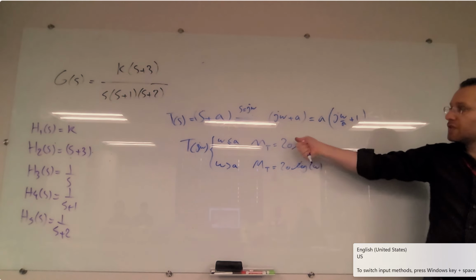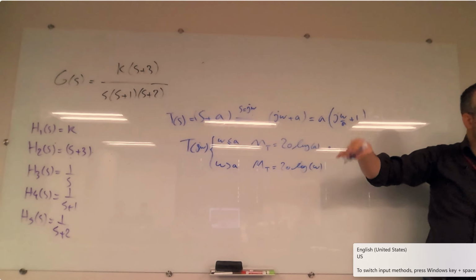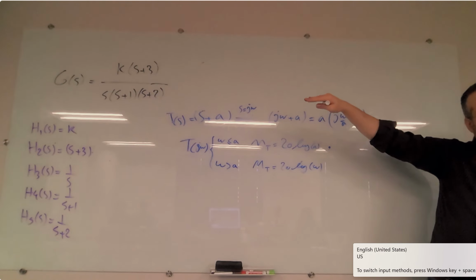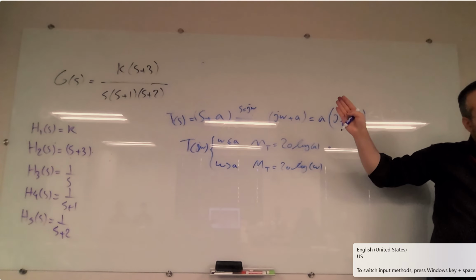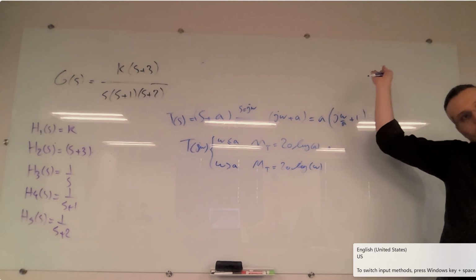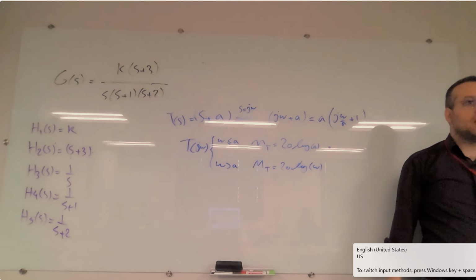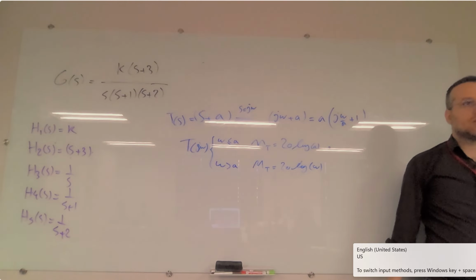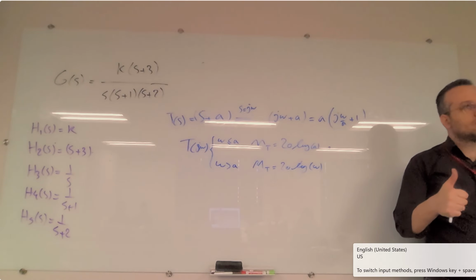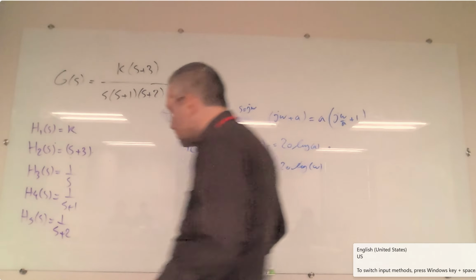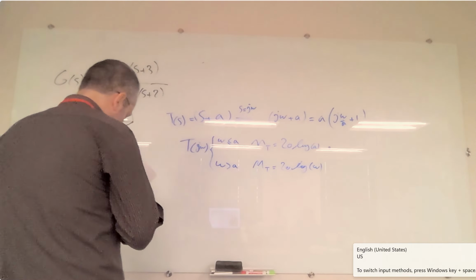So now the phase of this function starts from 0, gets to 45 at a, and then increases still all the way to 90, which is when omega goes to infinity. Does that make sense? Let's draw it.